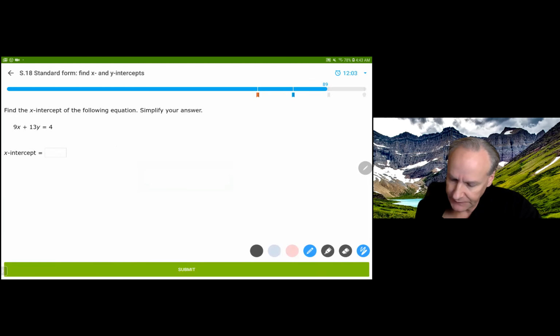In this one, we want the x-intercept, so we want where y is 0, and it's going to be 4/9. I just divided by 9 on both sides.